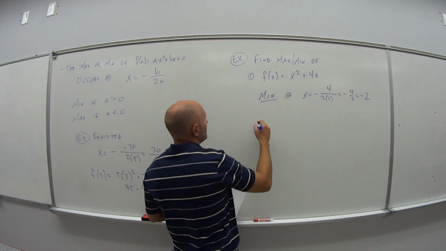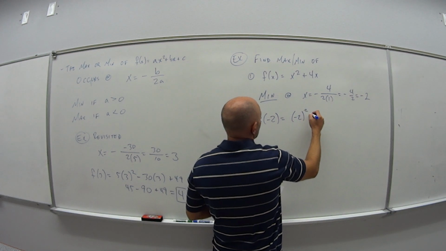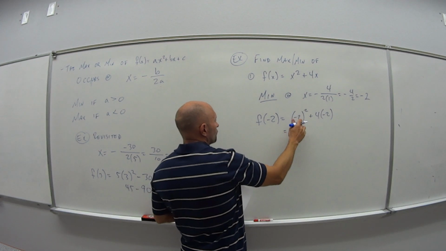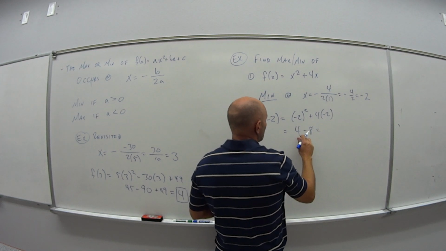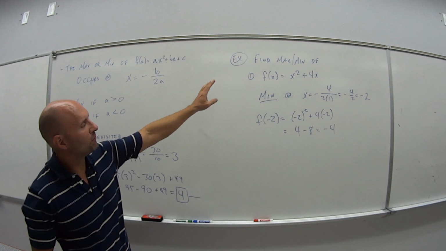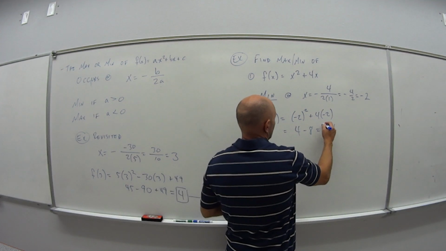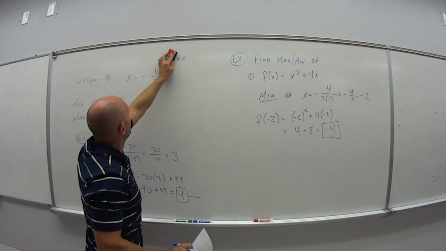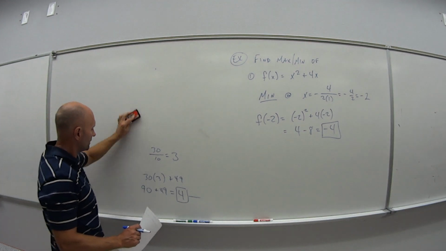So if I plug that in, f of negative 2, I get negative 2 squared plus 4 times negative 2. Negative 2 squared is positive 4. 4 times negative 2 is minus 8. 4 minus 8 is negative 4. So the max or minimum value of this function is a minimum, which has a value of negative 4. No matter what other value I plug in for x into that function, is the value ever going to be less than negative 4?